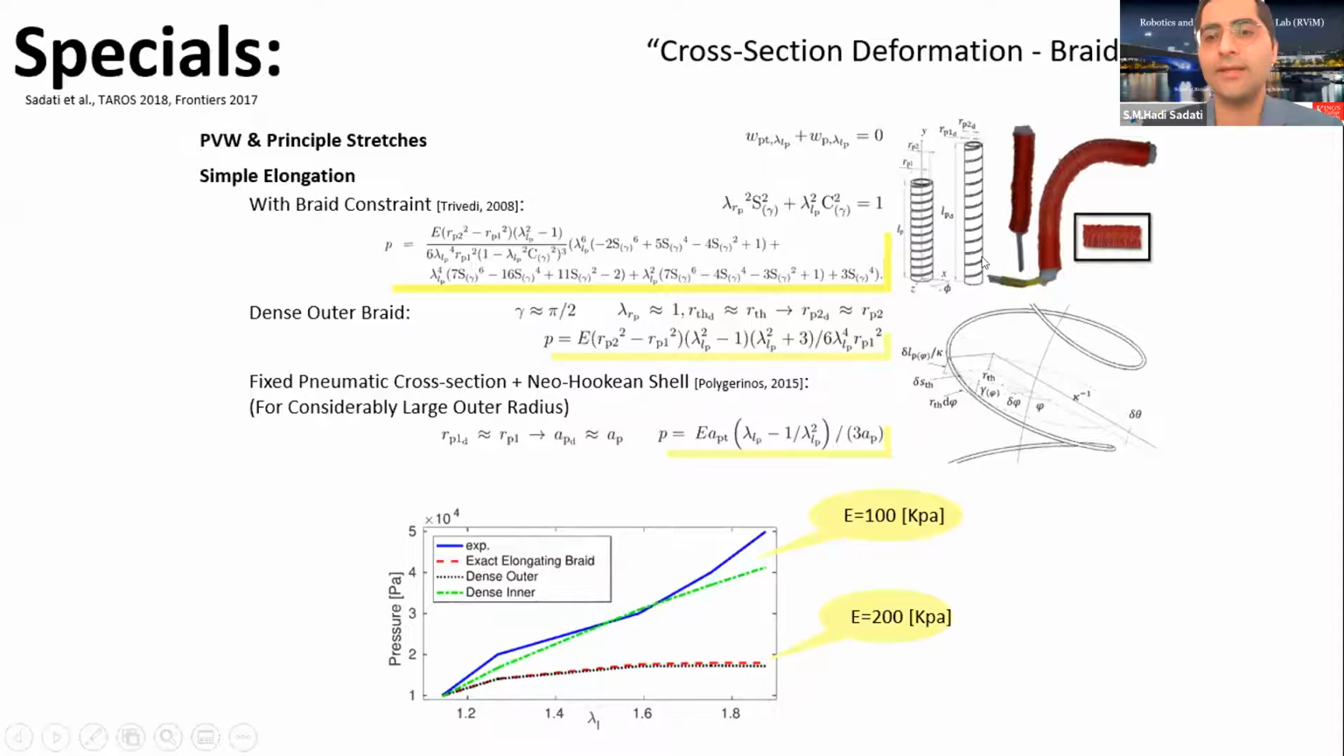Also, we can implement the cross-section change due to introducing braid constraints. We can go with the exact implementation, but we can assume that the braids are so dense that the pitch angle of the braid doesn't matter anymore. As a result, the internal cross-section of the actuator remains constant throughout the actuation. So the actuator elongates, but the internal cross-section doesn't change. It's the thickness that shrinks to compensate for the deformation while preserving the volume.